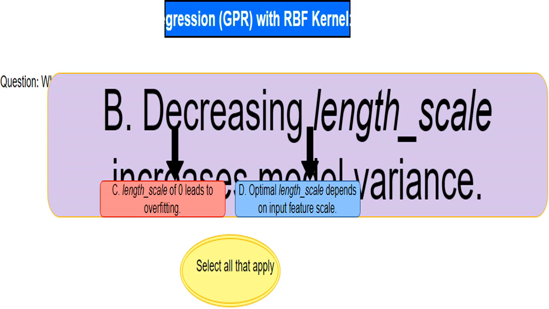When you decrease the length_scale, the model becomes more sensitive to individual data points. Think of it like this. A smaller length scale means the model only pays close attention to points that are very close together. This can lead to it fitting the noise in your data. It's like it's trying too hard, resulting in high variance.